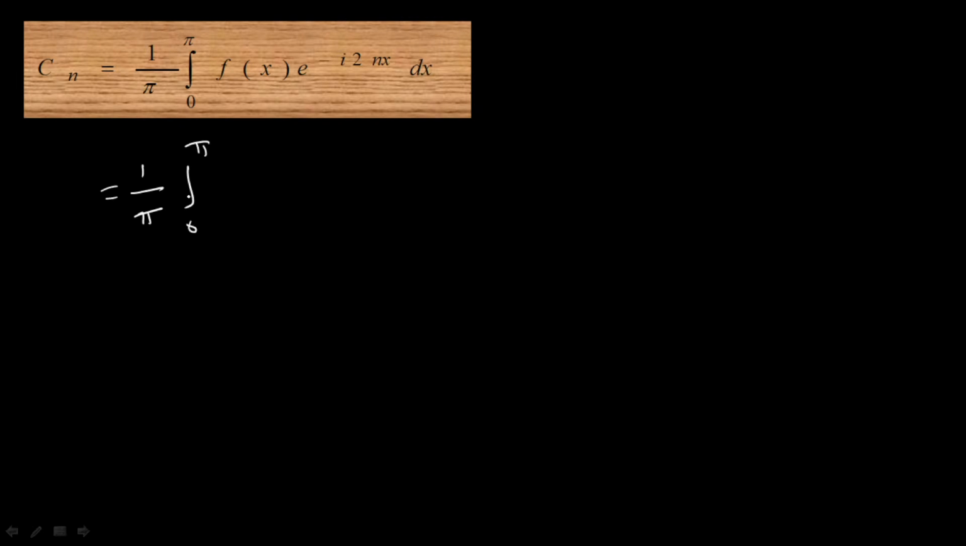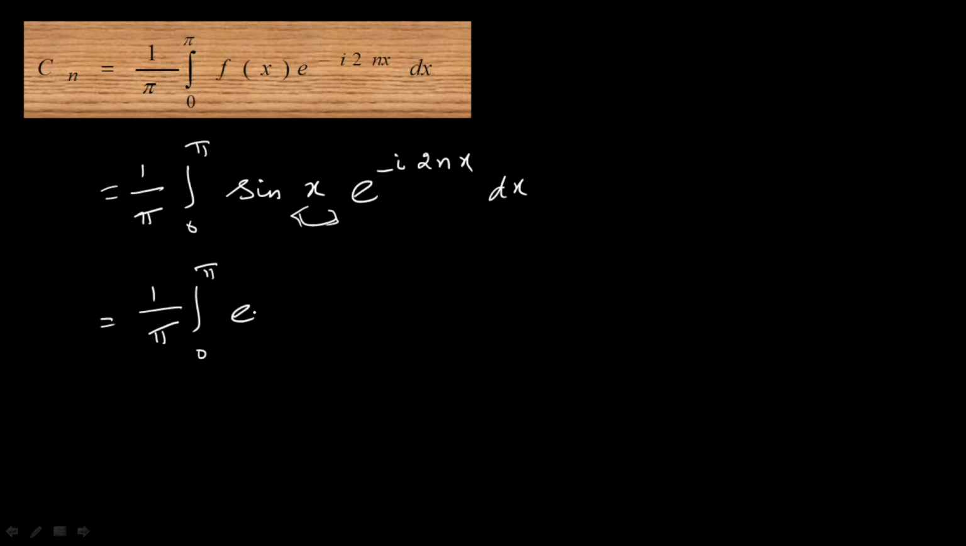Now, in the next step, 1 upon pi integral 0 to pi. Here, what is your f of x? Your f of x is sin x, isn't it? Sin x e power minus i 2 n x dx. So that is equal to, what I am going to do, I am just interchanging the quotient. Interchanging doesn't change the value of the integral, because these two are in multiplication, isn't it? So I am going to take e power minus i 2 n x as my first term, and sin x as my next term, dx.